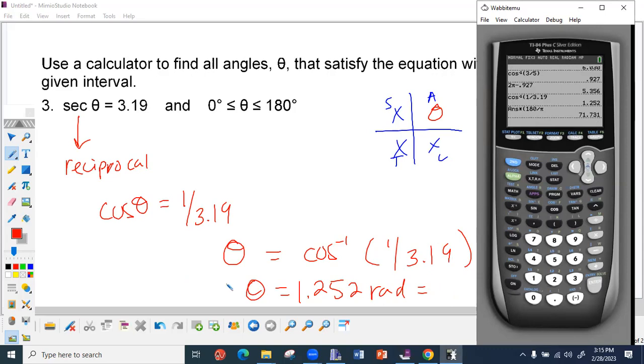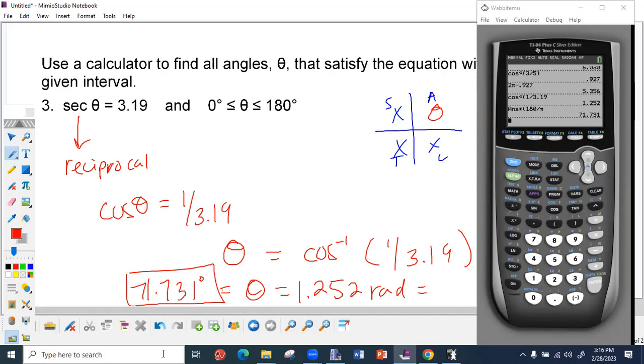What if we wanted to change our mode? Well, then change your mode. All right, so then we get 71.731 degrees. Bam. I didn't tell you to round to anything, so I just left it. I got 71.734. I don't know how you got that. I did the same exact thing you did.